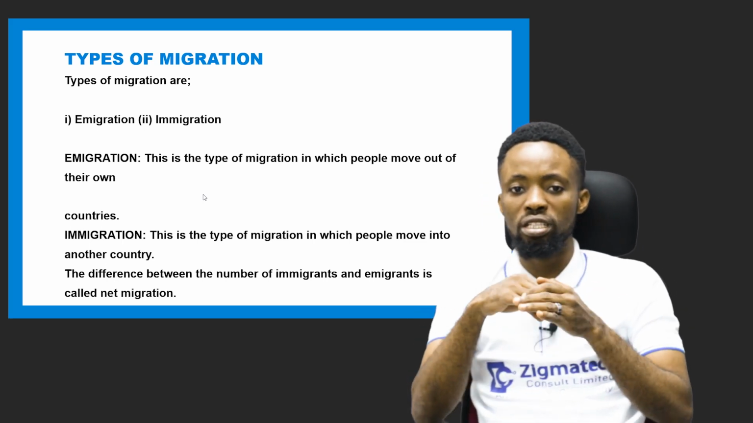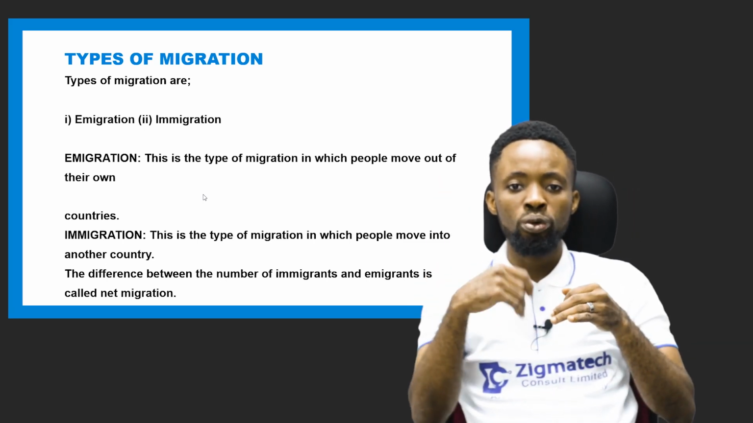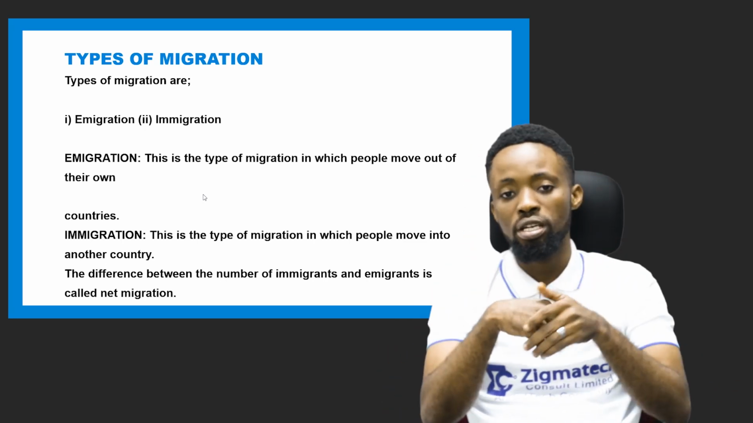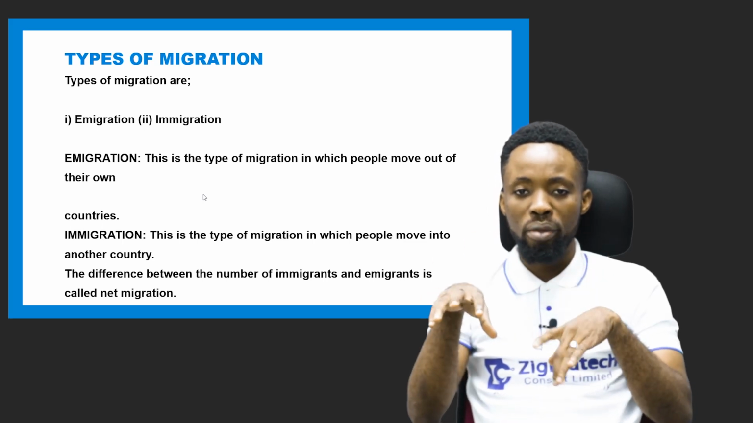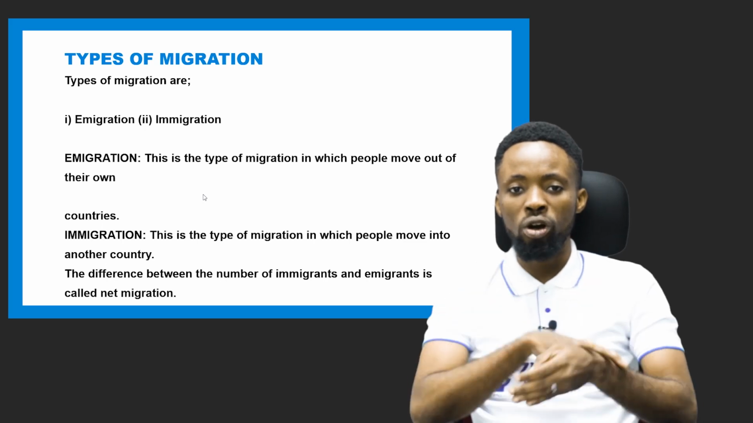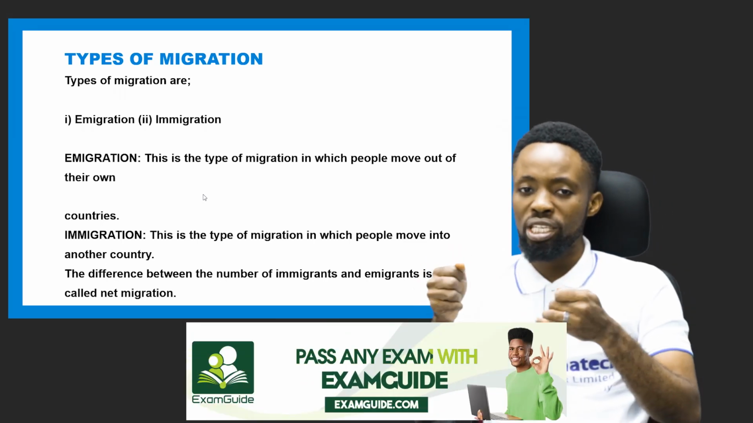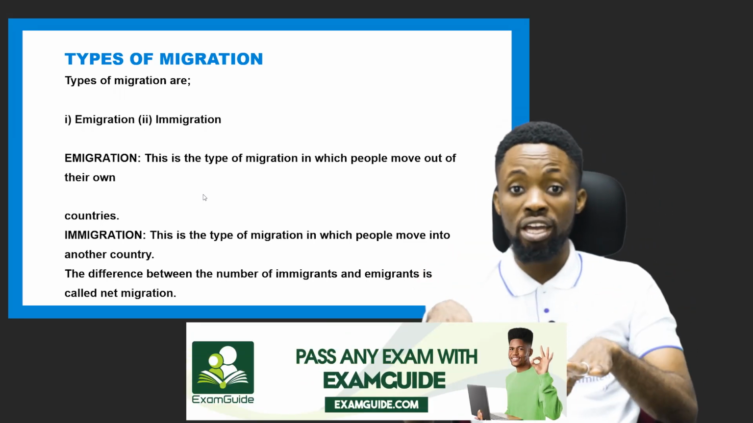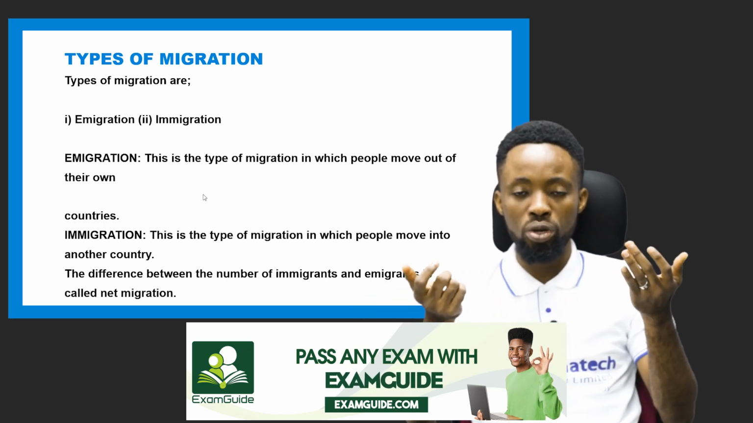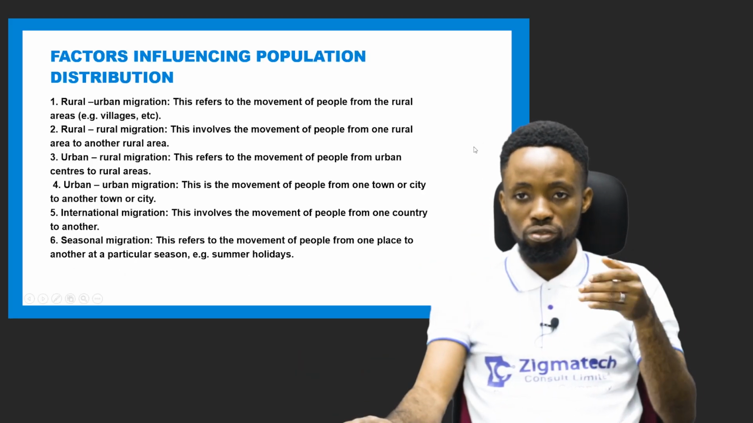Now, the difference in a country between the number of people entering, that is immigrating, and the number of people leaving, emigrating, is called net migration. So in order to calculate net migration, you look at the number of people leaving the country, and you also look at the number of people coming into the country, and then you find the difference. So the difference between people entering and going out is called net migration. So take note of that.